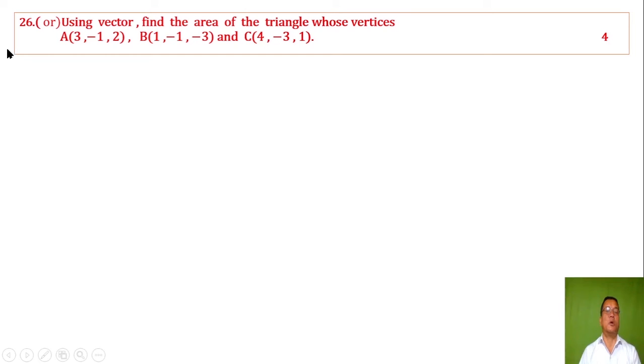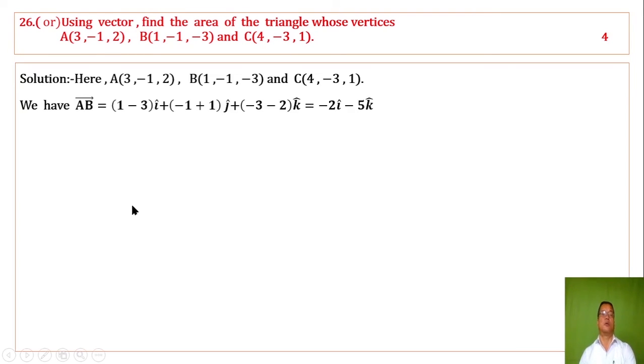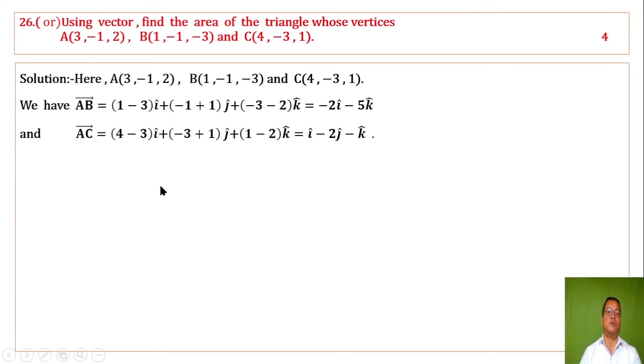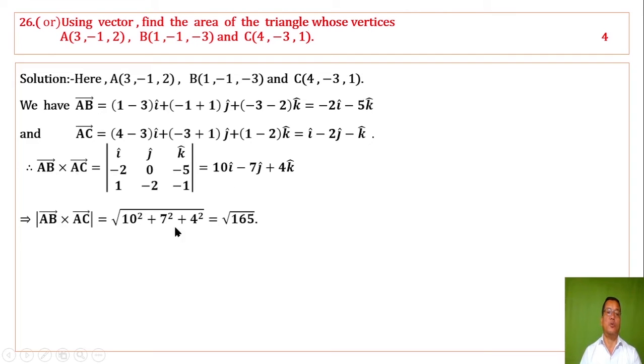Question number 26, alternative: using vectors, find the area of the triangle whose vertices are this. We have to use vectors. Here A equal to this, B equal to this, C equal to this. We have AB vector equal to this, AC vector equal to this. Therefore, their cross product is this. Taking their modulus, we have root over 165. Therefore, the area of the triangle ABC is half the magnitude of their cross product, that is this square units.